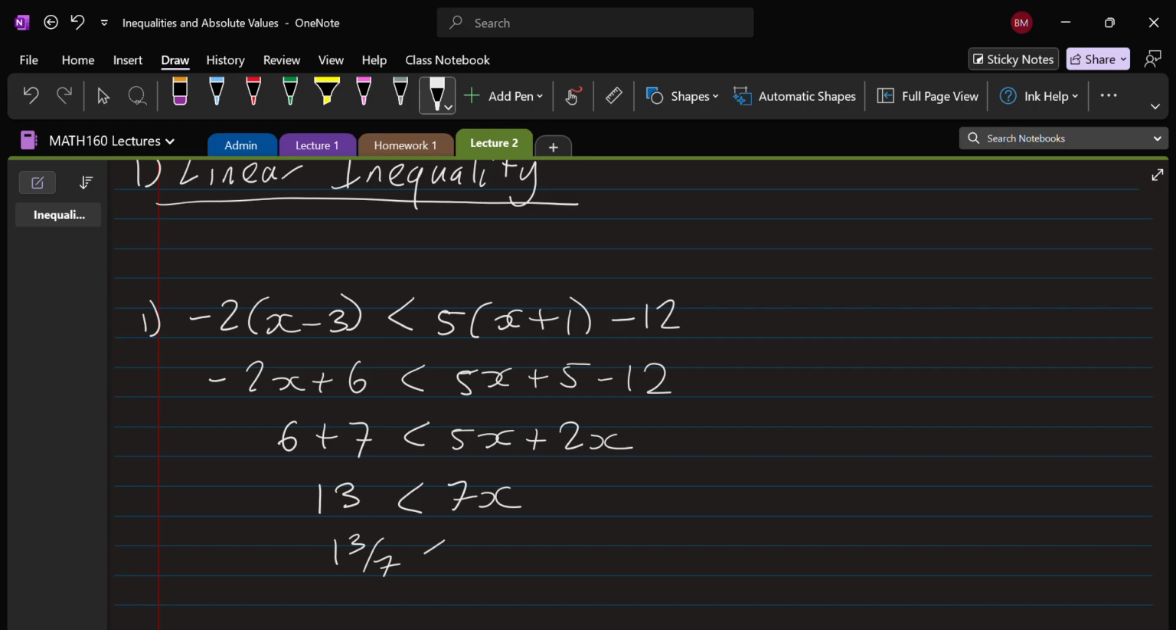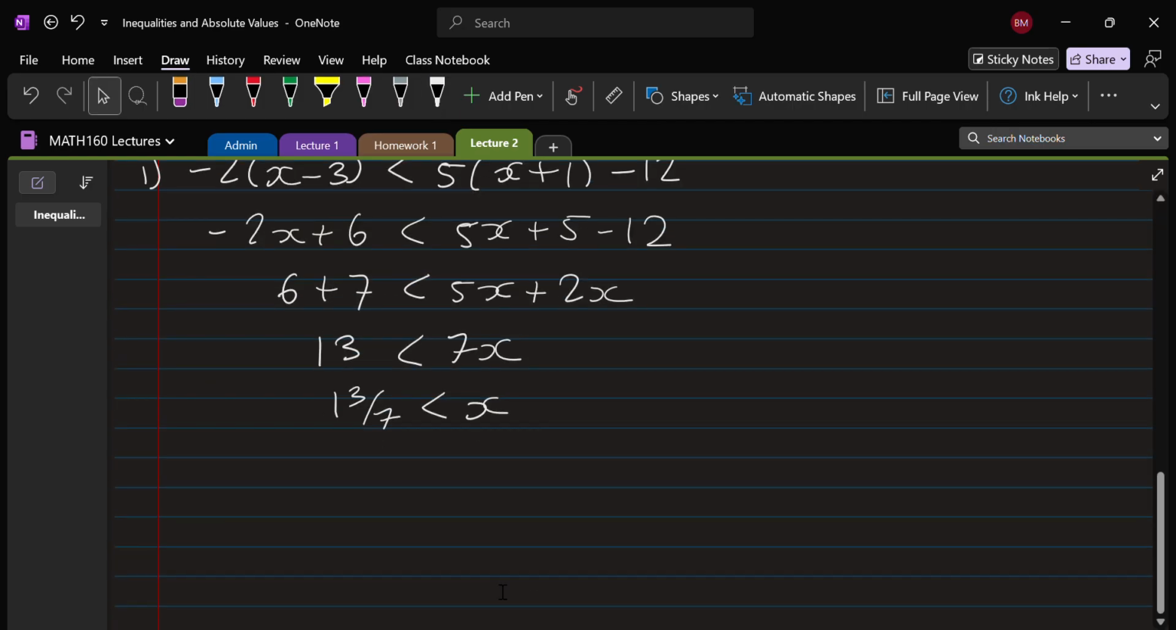So 13 over 7 is less than x, or x is greater than 13 over 7. Doesn't matter which way you read it. So you can write it like this, or if you want to write it using an interval, you can do that as well.